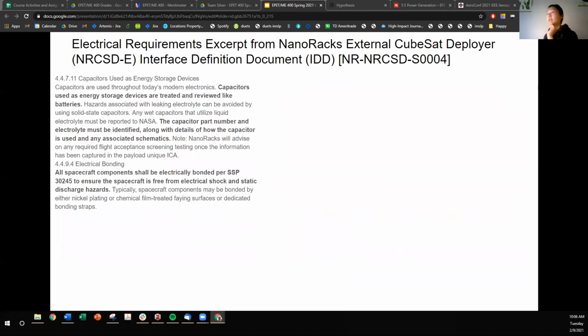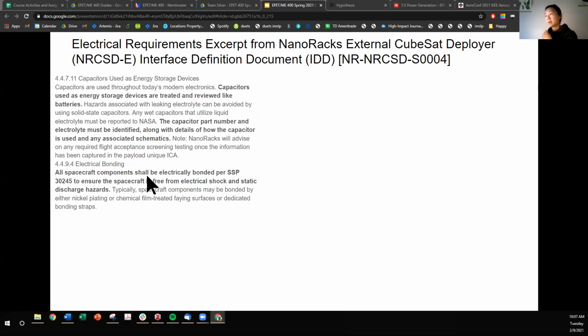Almost done with this talk. Finally, capacitors used as energy storage devices are treated and reviewed like batteries. Part number and electrolyte must be identified, along with details of how the capacitor is used and any associated schematics.